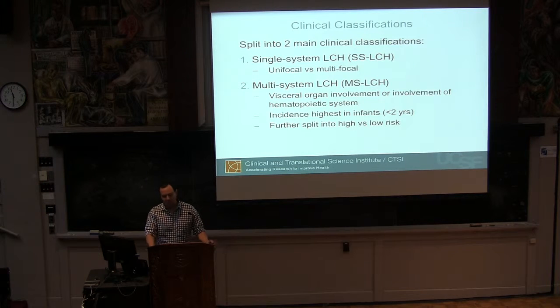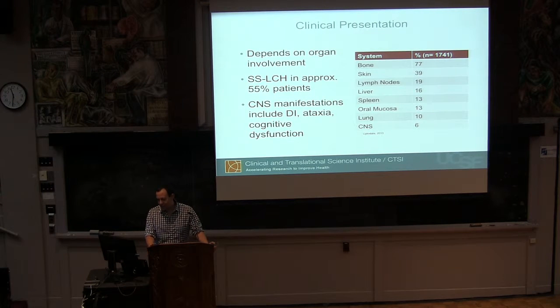I think there are two big classifications we think about: single system LCH, as well as multi-system. The multi-system is really a bad actor here, and it is also split into low risk versus high risk depending on which organs are involved. High risk organs are the liver, spleen, and hematopoietic system, which is not surprising. That might not be a good thing to have affected. And this, again, is higher in the pediatric population, and actually in really young kids, under 2 years.